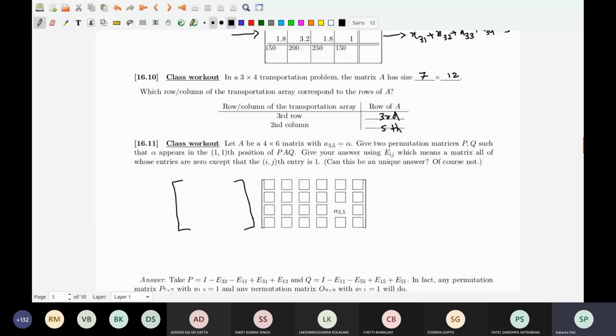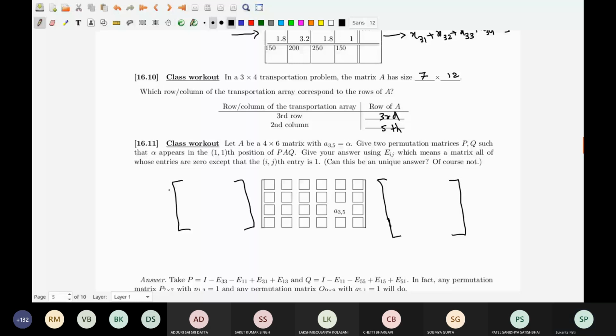Okay, a permutation matrix, so that in the result I want to have A13 at the top left corner. Now give some permutation matrix that will achieve my target. Well, the idea is that here you want to take the third row to the top row. Therefore, what you are going to do is take the permutation matrix here.